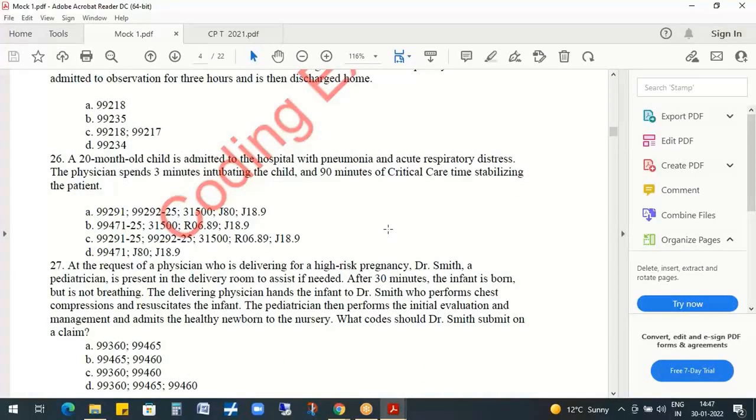See here, a 20-month-old child is admitted to the hospital or not here? Yes, sir. Okay, admitted, then NICU codes. NICU codes are 99471 series. 99291 is just critical care, not newborn intensive critical care unit.